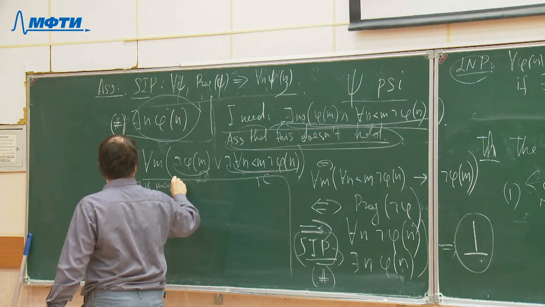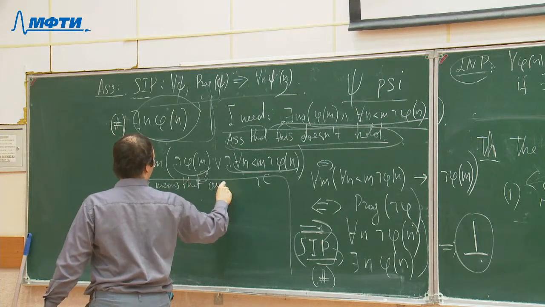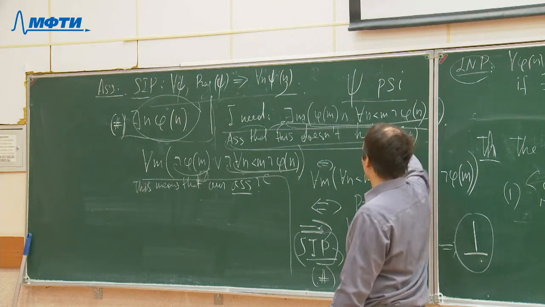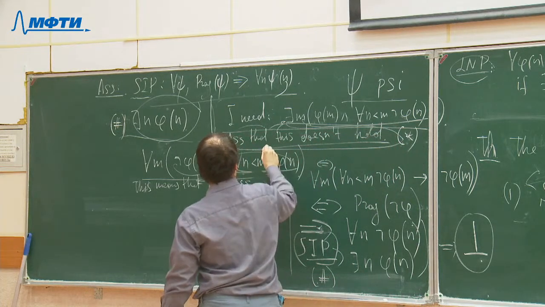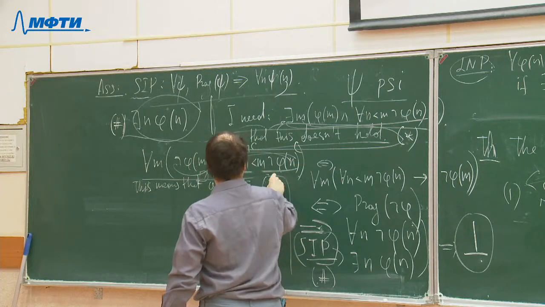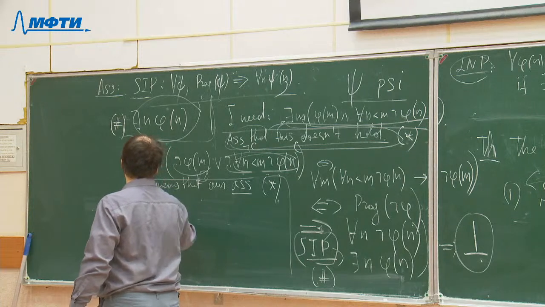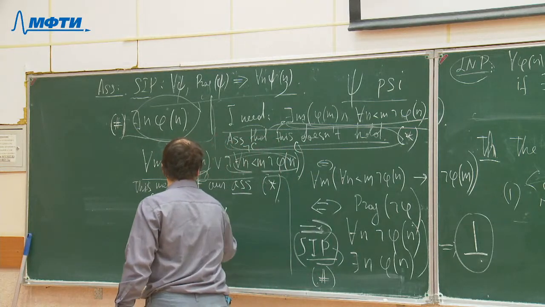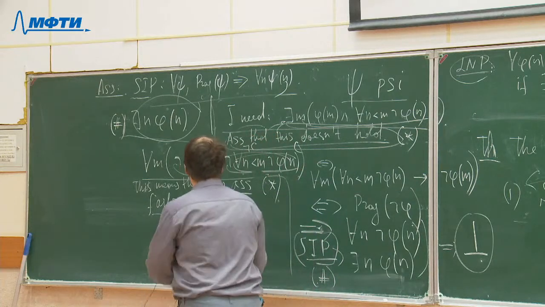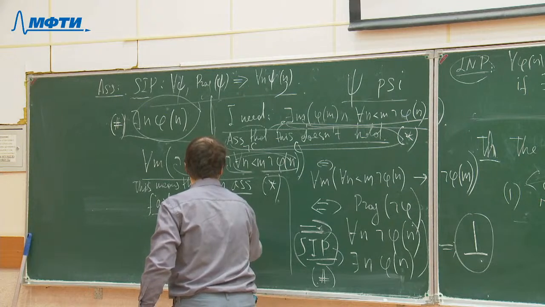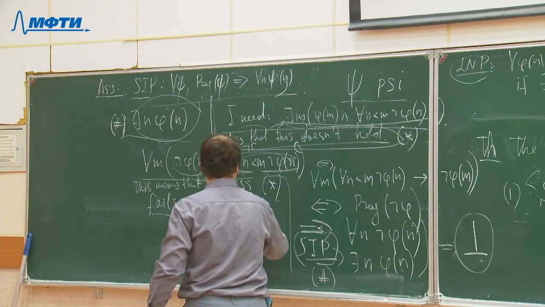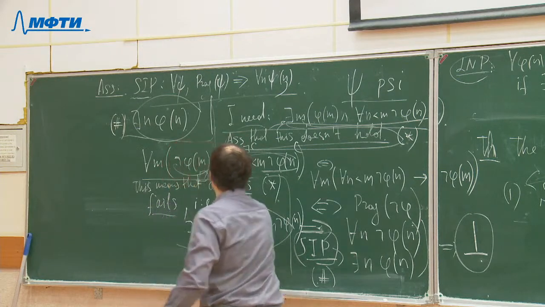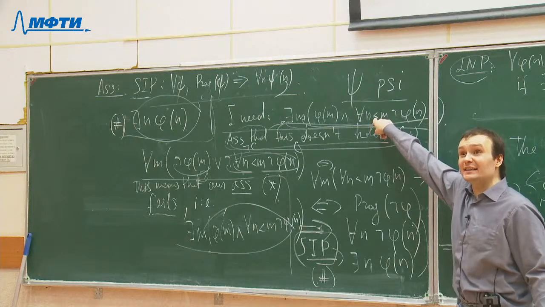This means that our assumption, let's mark it by star, our star-marked assumption fails. That is, in fact, there exists M so that phi of M, and for every lesser number, phi is not true.